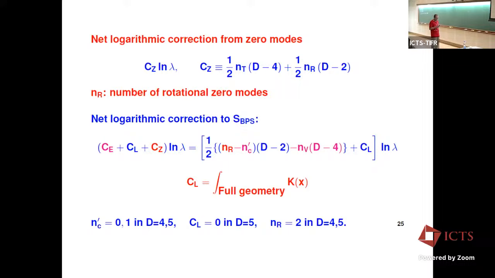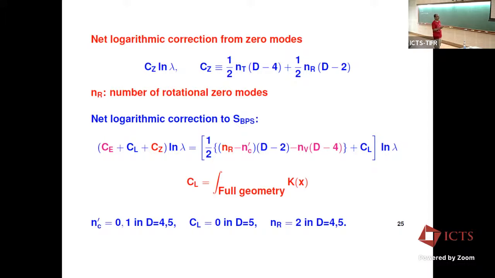So I'll just give the final result. The net logarithmic correction from the 0 modes turned out to be this. You can recognize that this N_T is the number of translation modes. So there are translation 0 modes which give this contribution, and then there are also rotational 0 modes which give a contribution of this form.